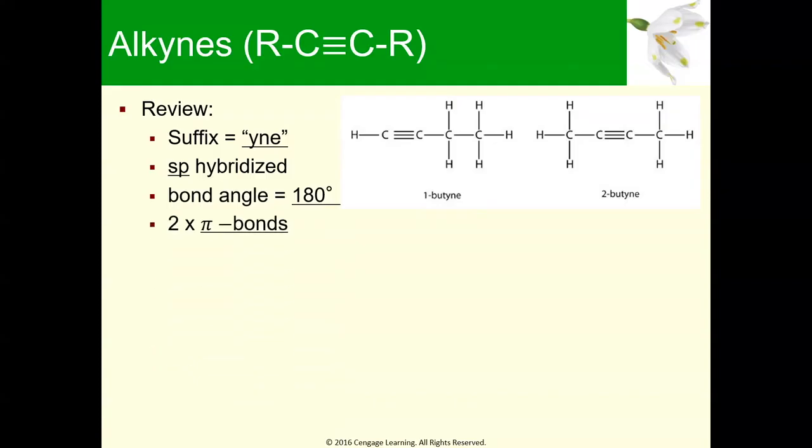But also what an important feature is that we have 2 pi bonds in an alkyne. An alkene, a double bond, had a sigma bond and a pi bond. An alkyne is composed of a sigma bond and then 2 pi bonds. Okay, and both of those pi bonds, this is the important thing regarding the chemistry of alkynes, both of those pi bonds can behave as nucleophiles and react with electrophiles.